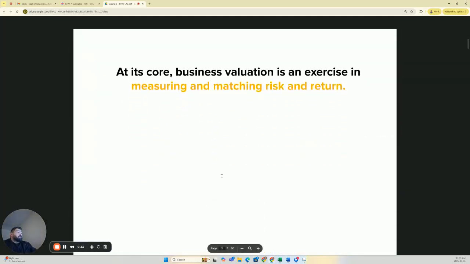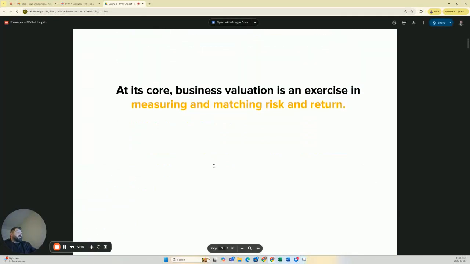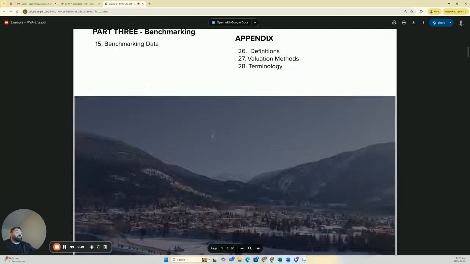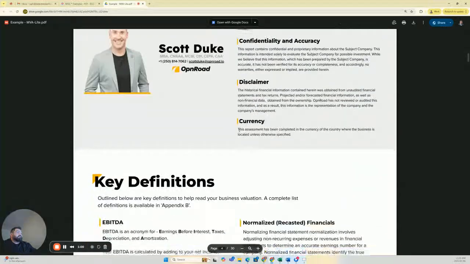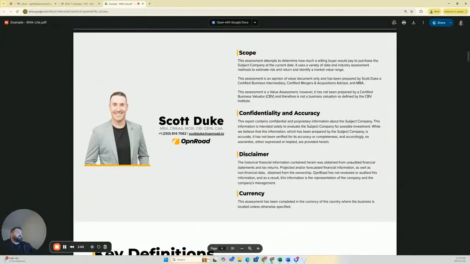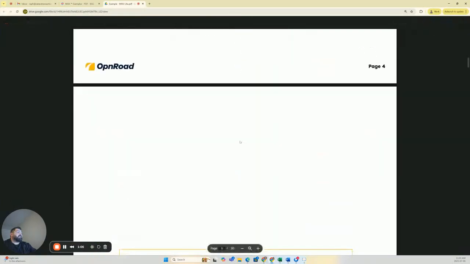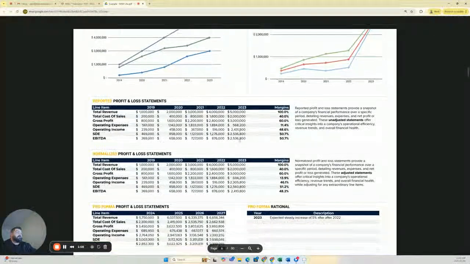So, at its core, measuring, matching risk and return. There you go. So, here's everything that's involved in a valuation, at least in our light one. Scott was the guy that created this. God bless you, Scott. Big fan of this valuation. I think it's the best in the market.